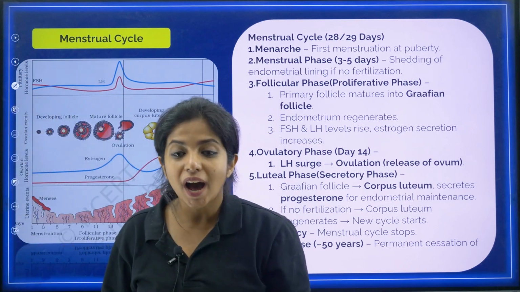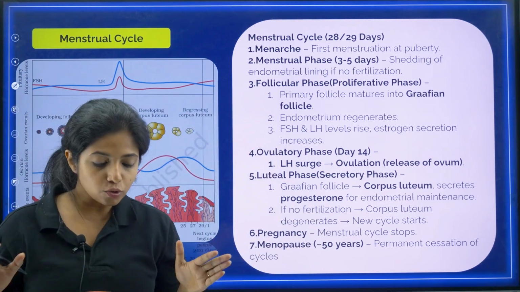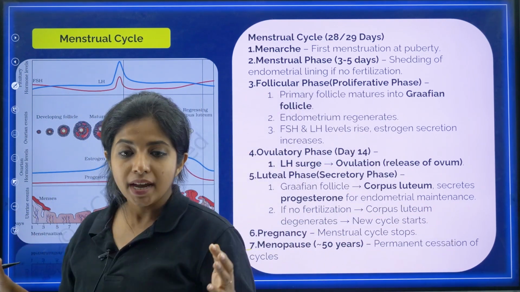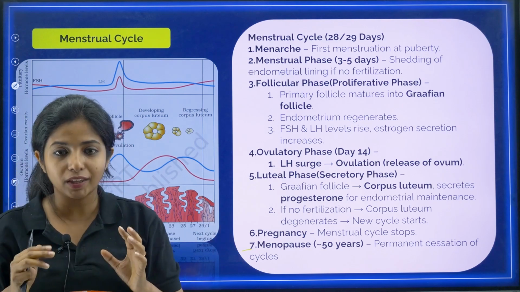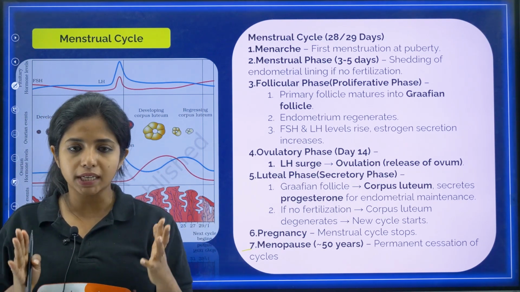oogenesis. And now we have to talk about something very, very important, and that is the menstrual cycle. So the menstrual cycle, my dear children, lasts up to 28 to 29 days. That is the whole cycle. Now the first time you get your periods, you call this menarche. That is the first menstruation which happens at puberty.